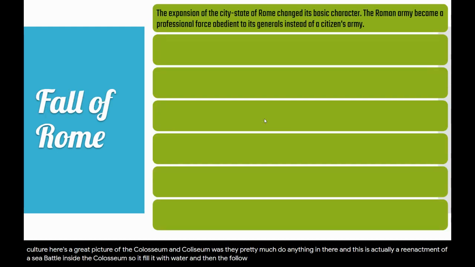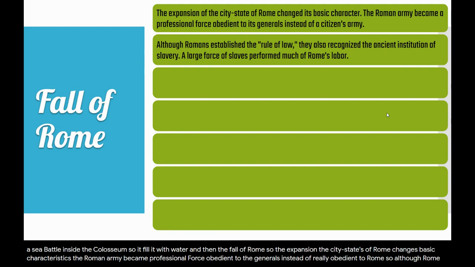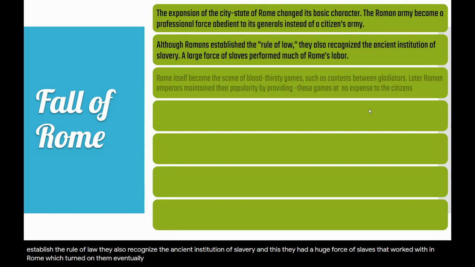And then the fall of Rome. So the expansion of the city-state of Rome changed its basic characteristics. The Roman army became a professional force, obedient to the generals instead of really obedient to Rome. So although Romans established the rule of law, they also recognized the ancient institution of slavery. And they had a huge force of slaves that worked within Rome, which turned on them eventually.